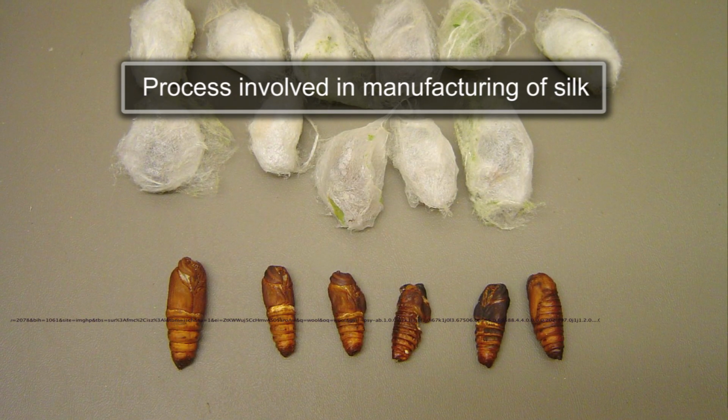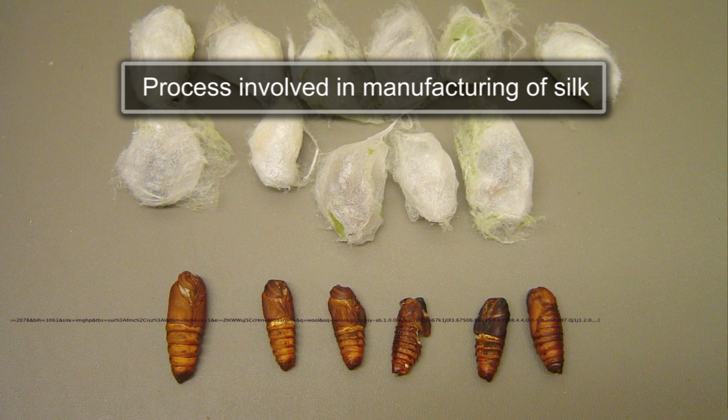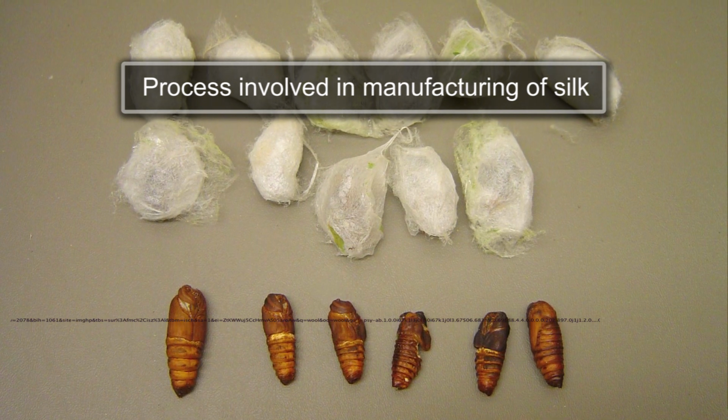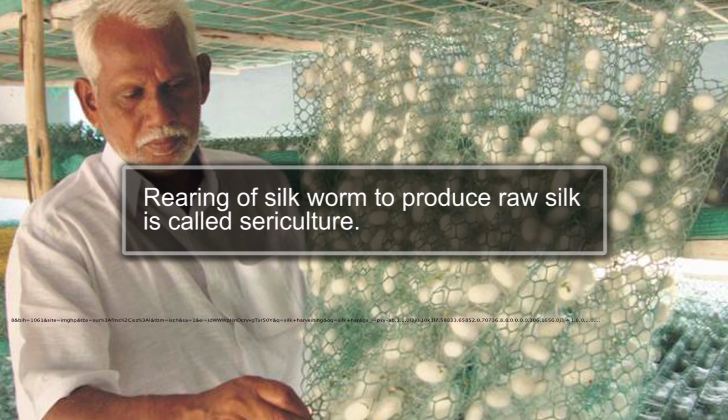Now, students, we shall discuss the processes involved in the manufacturing of silk. For obtaining silk, moths are reared and their cocoons are collected to get silk threads. Now, we will discuss the steps involved in the production of silk. In the first step, rearing of silkworms. Rearing of silkworm to produce raw silk is called sericulture.